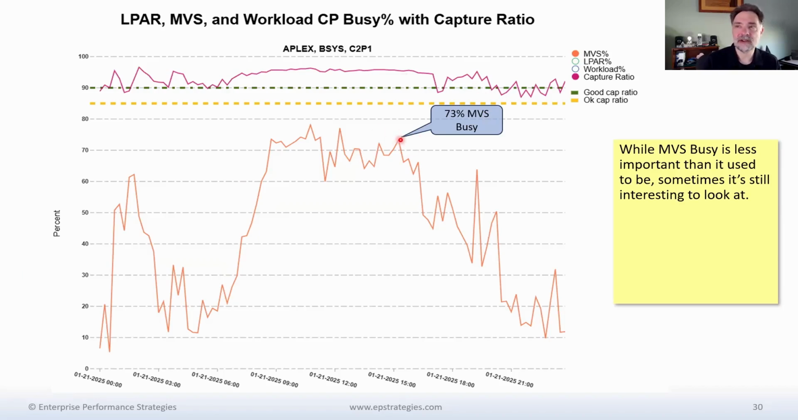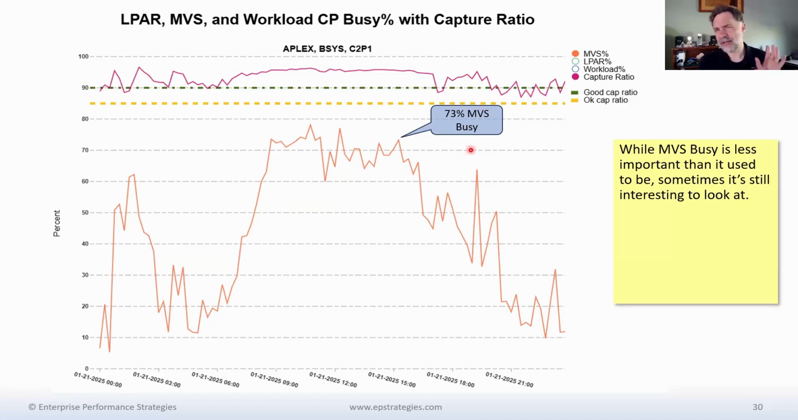The 73% here is basically a logical busy number. I also left the capture ratio up here, but that doesn't really matter so much at the moment. But it's nice that they have a good capture ratio. We're going to focus on this time frame right here. It looks like it's about 3 o'clock, where we're at 73% busy.